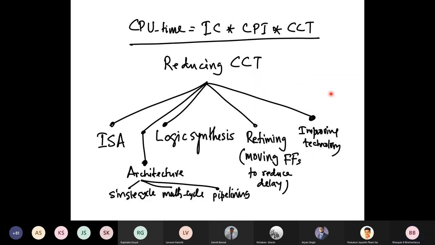Right? Clock cycle time we discussed. Of course, instruction set architecture, what kind of instructions you have.